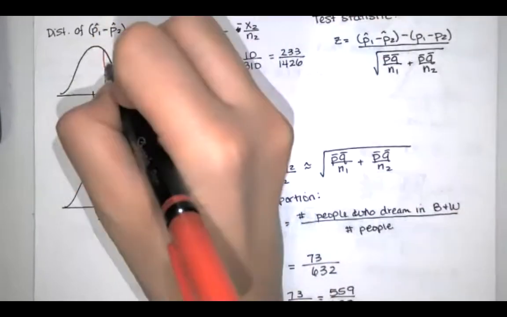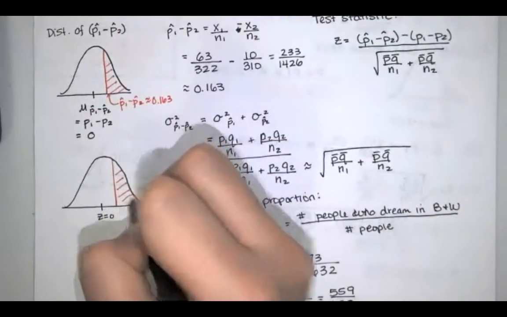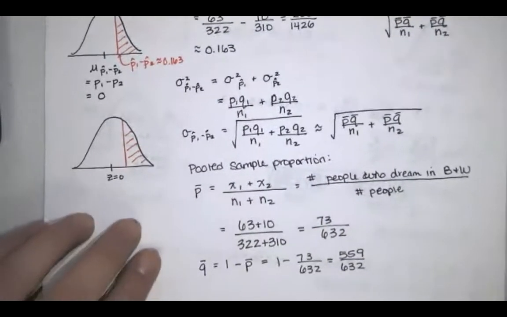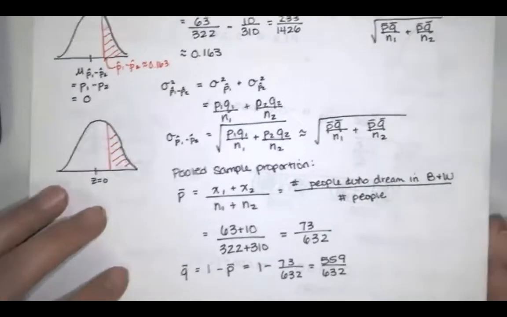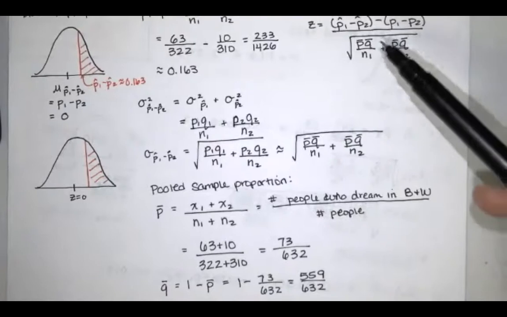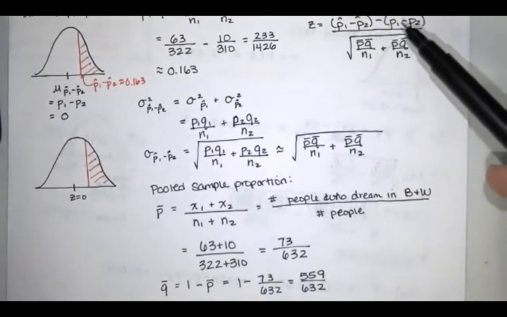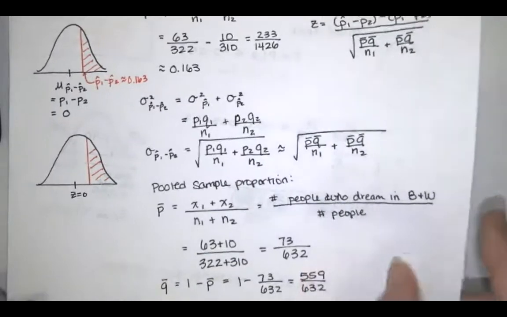And the area to the right of this guy is going to be the same as the area to the right of that guy. Okay, so now we've got p bar and q bar. And with p bar and q bar and n1 and n2, we can just substitute those into the formula. We've got p1 hat minus p2 hat. We've got p1 and p2. We can just substitute everything in, and then we can compute our z-score.